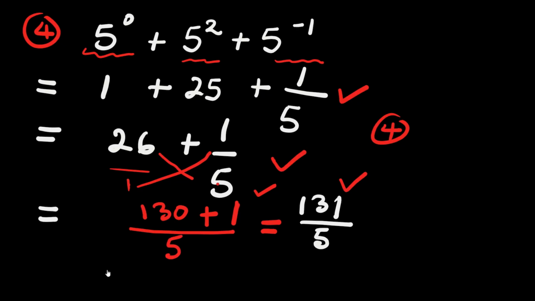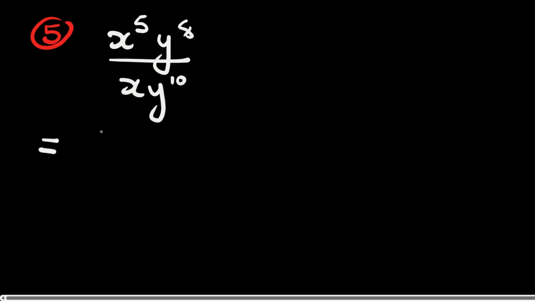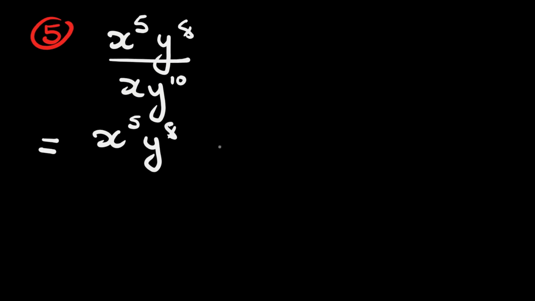Let's move to the next question. Question number 5. You can pause and try it. So to solve this question, we know that firstly it could be written this way: x to the power 5, y to the power 8, divide by x, y to the power 10. That's the first step, or this is how first you can rewrite it. And secondly, this is how we can rewrite it again. So here we're trying to make it easy for us to tackle the question.